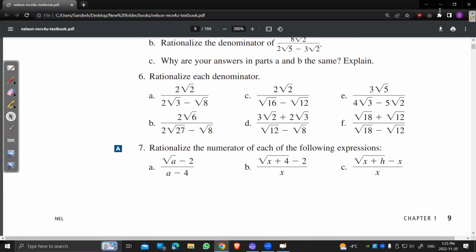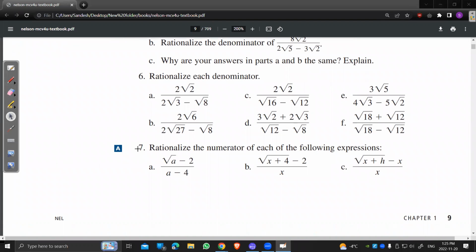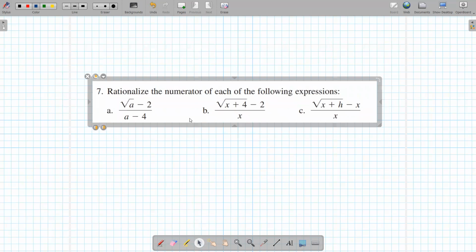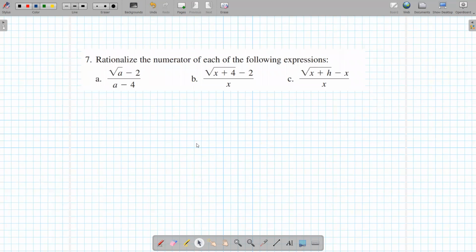All right, let's do these guys. These guys are going to be fun. Look at the first one. And now here we're trying to rationalize the numerator. We don't care about the denominator. What do we multiply the first one by?